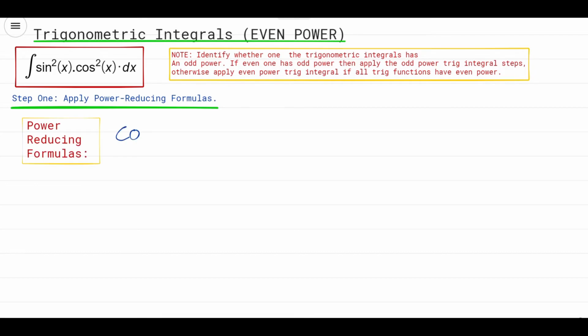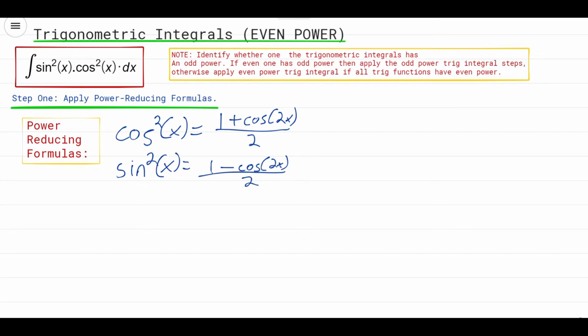So keep in mind, power reducing formulas, we know cosine squared x is (1 plus cosine 2x) over 2, and sine squared x is (1 minus cosine 2x) over 2. So we're going to substitute these into the current formula. So we're going to substitute, factor out, and simplify using algebra.